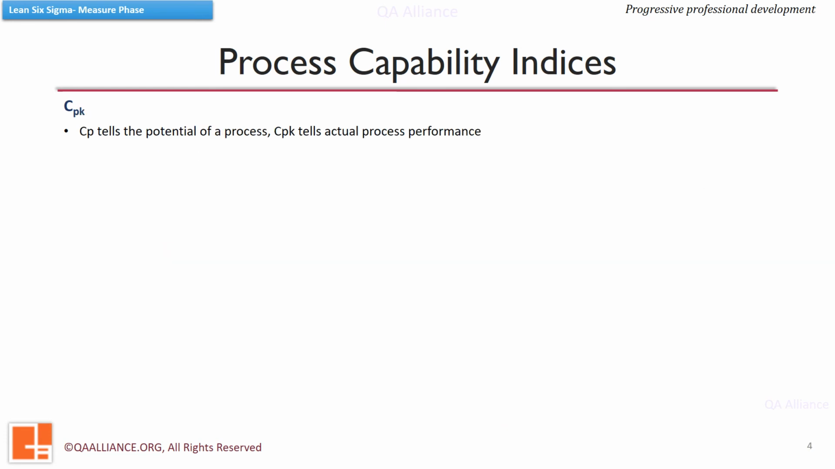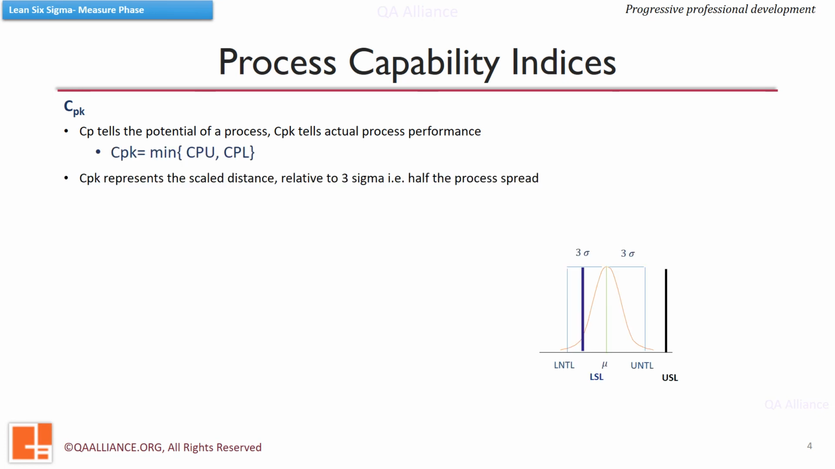Another index is CPK, which also tells the process performance. It is nothing but the minimum of CPU and CPL. So, when both the specification limits are available, we can make use of CPK. Again, the desirable value for CPK is 1 or more.